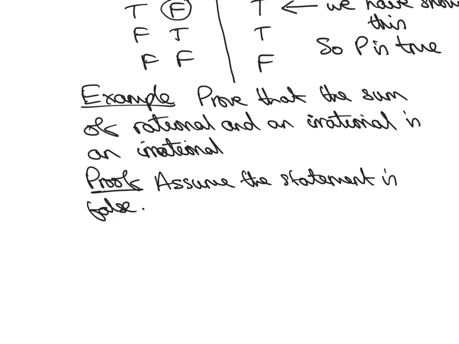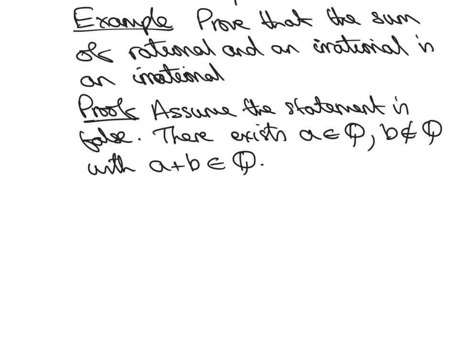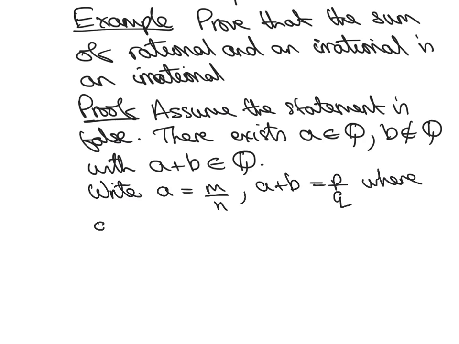So that means that there exists some rational number A and some irrational number B, so we're assuming A and B are real numbers here, with the sum A plus B rational. So that's the negation of the statement that we're trying to prove. So working on this assumption, we can write A as m over n, and we can write A plus B as P over Q, where here m, n, P and Q are some integers, and we're assuming the denominators n and Q are non-zero.